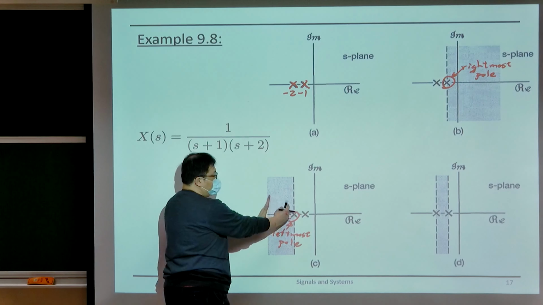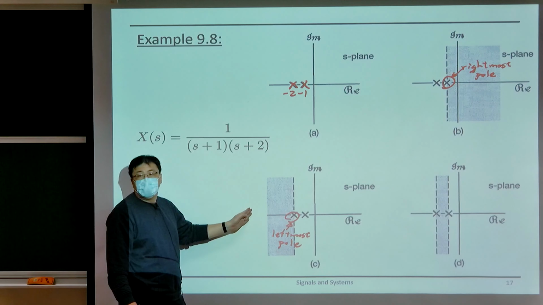Now, maybe you can ask, for example, in this case, why is it extended only up to the leftmost pole? Why can we not have a left half plane that is from this point to the left? Why can we not have a plane that is to the left of this one?